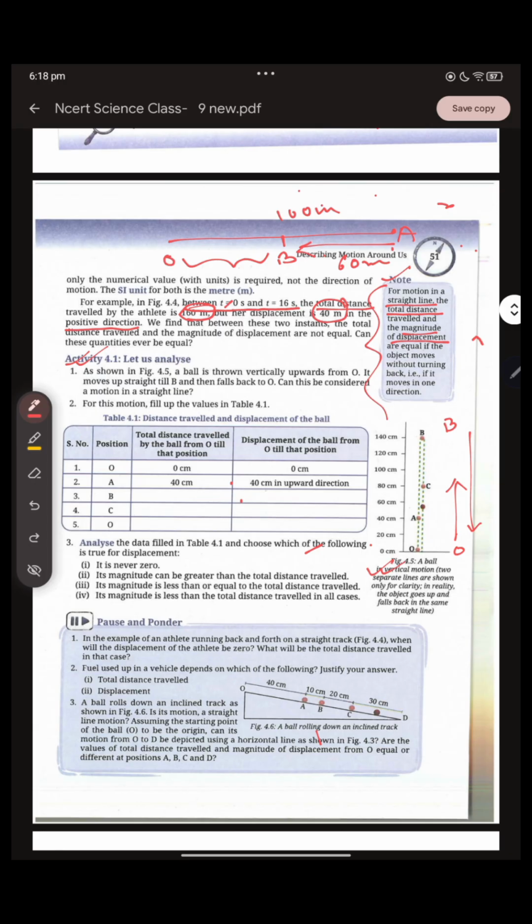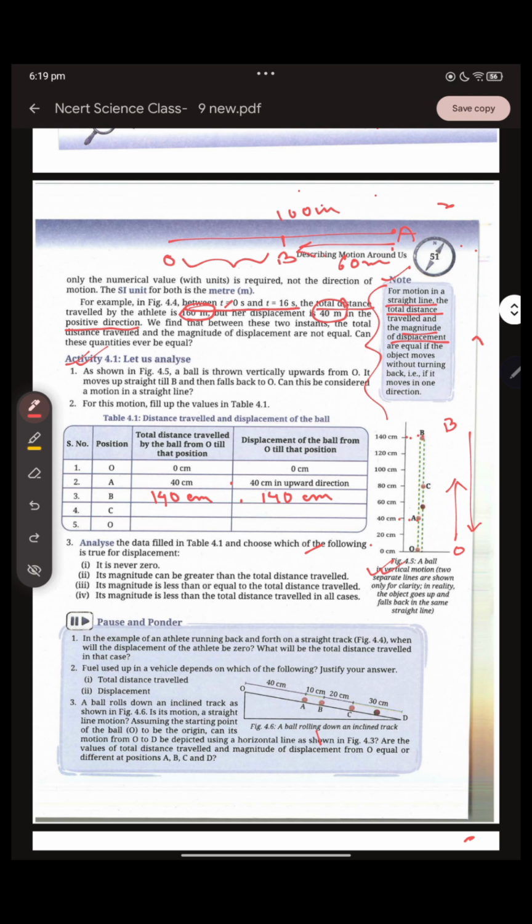So if it is at A, then total distance traveled by the ball is how much? The distance between O and A is 40 centimeter. Displacement will also be that because it is in the same straight line. It's not moving backwards. Now at B, I have to reach the highest point, 140 centimeter. So this is 140 centimeter. Displacement will also be 140 centimeter because it is in the same straight line. There is no change in the direction, right?